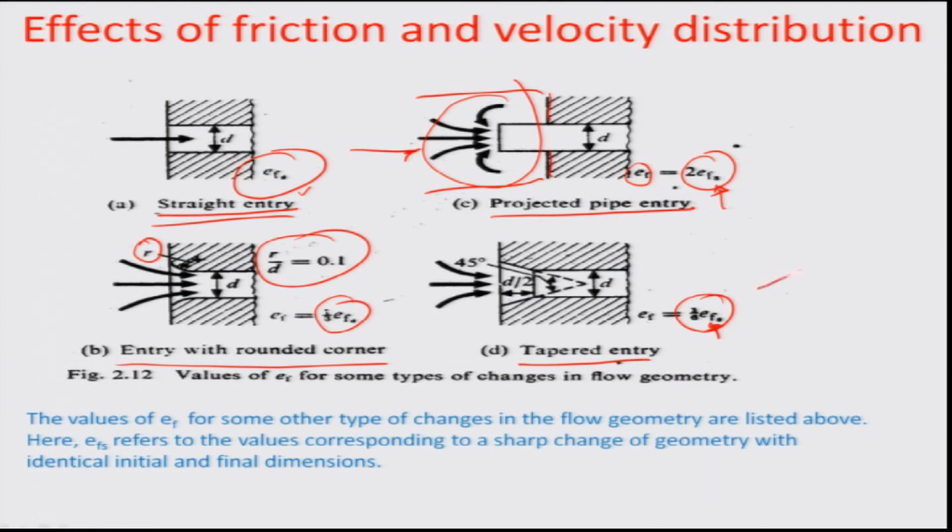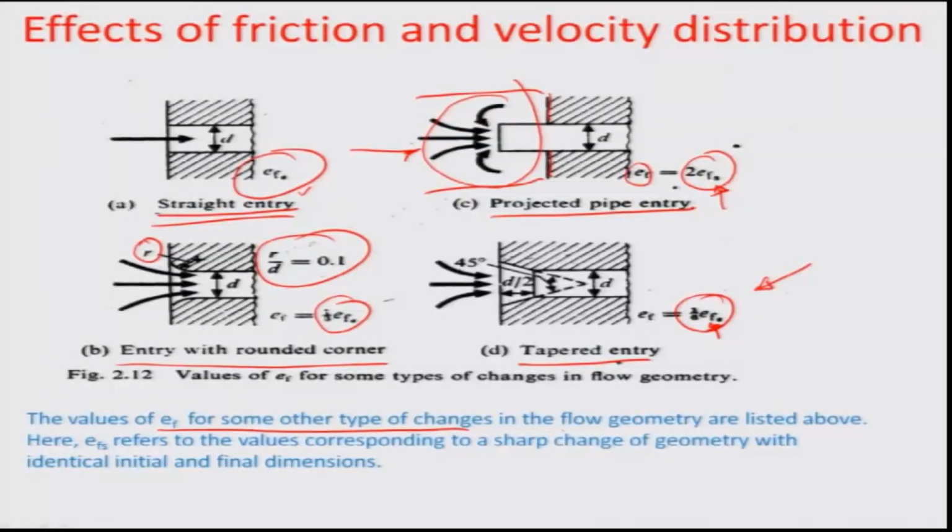So, I am going to use these more appropriately when we actually numerically design this problem and try to see what is going to happen to the overall energy balance between the point 1 and 3 in both the vertical and the horizontal gating system. So, as of now the values of EF for some other type of changes in the flow geometry, where EFS refers to the value corresponding to the sharp change in the geometry with the identical initial and final dimensions.